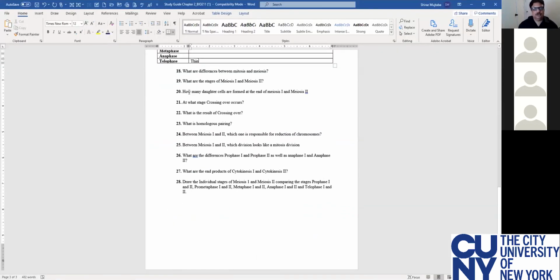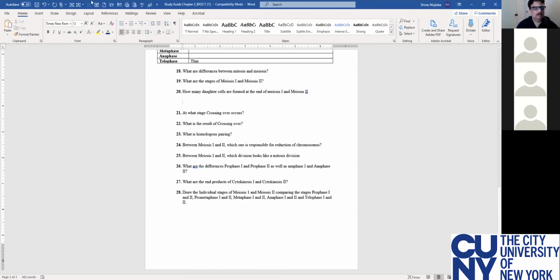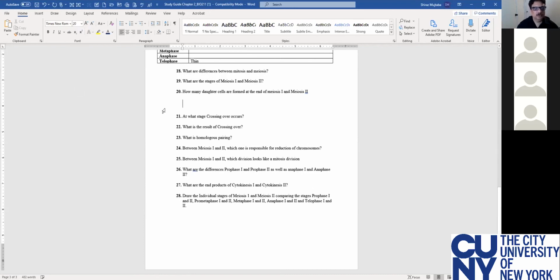The next question: how many daughter cells are formed at the end of meiosis one and meiosis two? Remember in mitosis, I mentioned that only two daughter cells are formed. Whereas M1 leads to the formation of two cells, and then these two cells enter the M2 phase, and that leads to the formation of four cells. Now, what are these M1 and M2 phases?